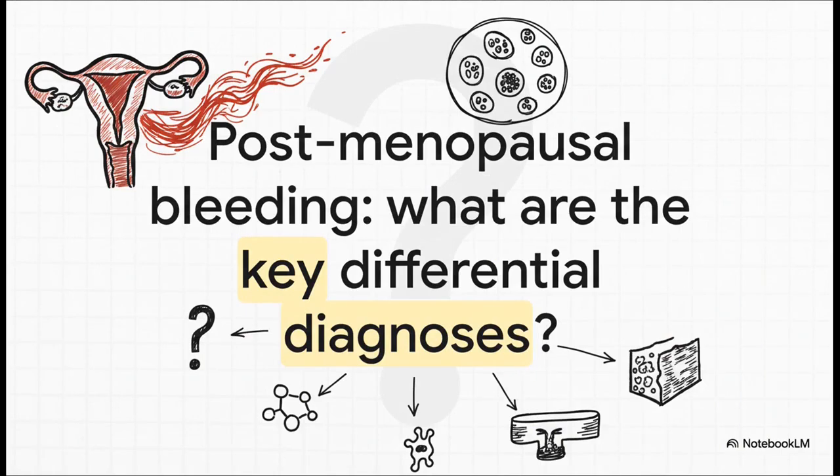All right, let's start with a classic case. You're in your clinic, and a 58-year-old woman comes in with postmenopausal bleeding. What do you do? Where does your mind go first? It should go straight to the endometrium. This is the most common presentation, and you absolutely must know what could be causing it.